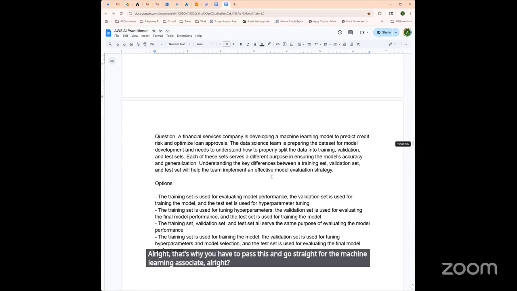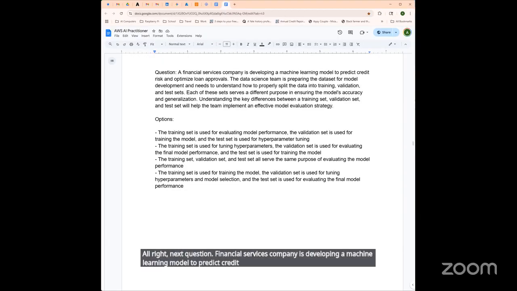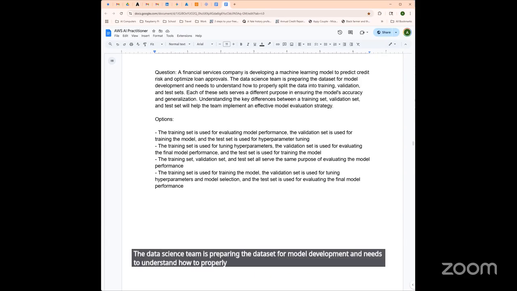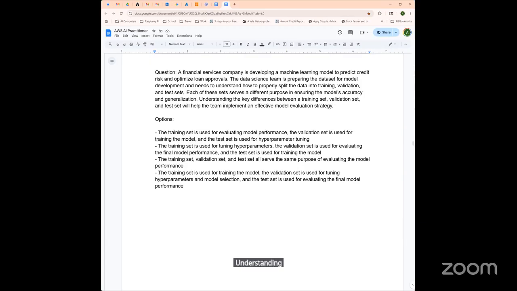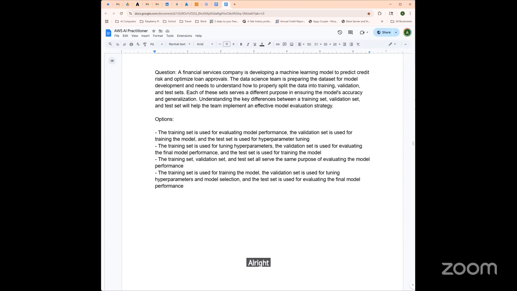All right, next question. A financial services company is developing a machine learning model to predict credit risk and optimize loan approvals. The data science team is preparing the data set for model development and needs to understand how to properly split the data into training, validation, and test sets. Each of these sets serves a different purpose in ensuring the model's accuracy and generalization. Understanding the key differences between a training set, validation set, and test set will help the team implement an effective model evaluation strategy.